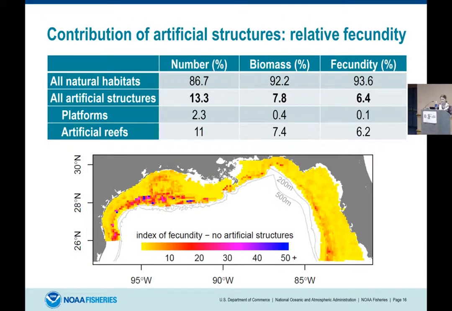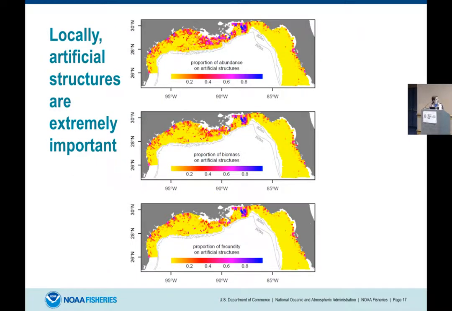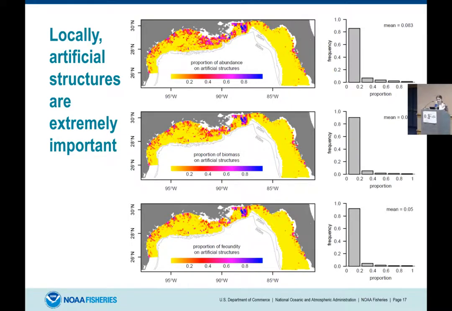Okay, so locally, artificial structures are extremely important. When you look at this map, your eye is drawn to these purple, pink areas where it seems like there's a lot of fish on artificial structures. What I'm showing here is the proportion of abundance, proportion of biomass, and proportion of fecundity on artificial structures. And again, it looks like a lot, but when you plot all of these grid cell values out on a histogram, it actually isn't so much.